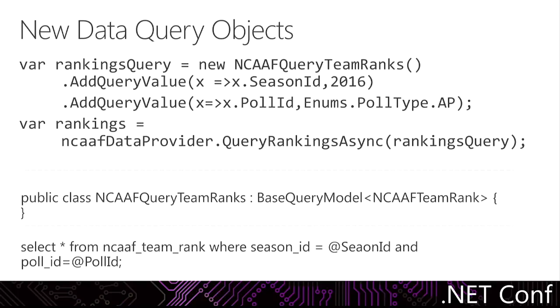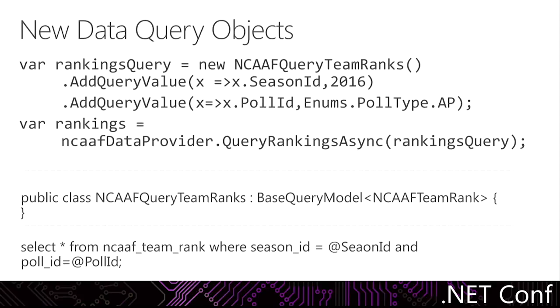The beauty of it is if I want to create a query, I can do it dynamically and the SQL is generated automatically. We use an open source library called Dapper.NET and extensions of that for the ORM. We're not really doing anything crazy. We don't do any of those crazy joins. Here you see I add a query value. It's the same thing. This NCAA query team ranks is actually an extension with a generic type associated with it, that type being NCAA team rank.